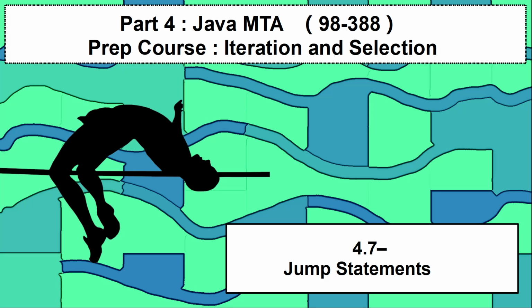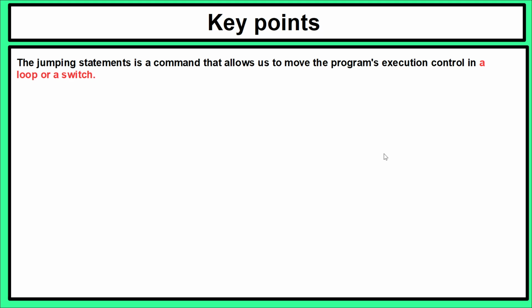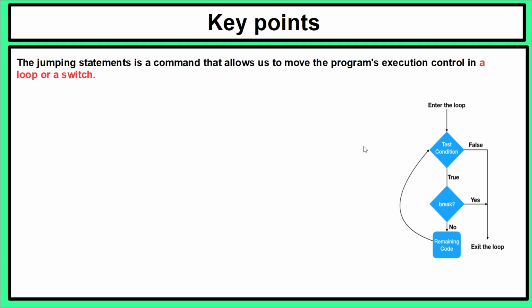So let's get started. The first thing you need to know is that a jump statement allows us to move the program's execution control in a loop or a switch statement. You've already encountered the break command, which allows us to jump out of that switch statement. You can also use the break command in a loop to break the loop. So you can enter into the loop and then do a test condition.